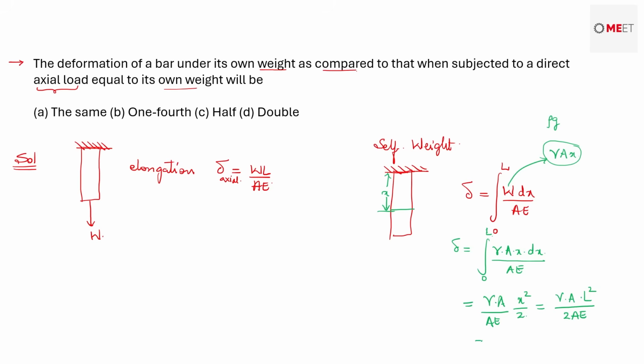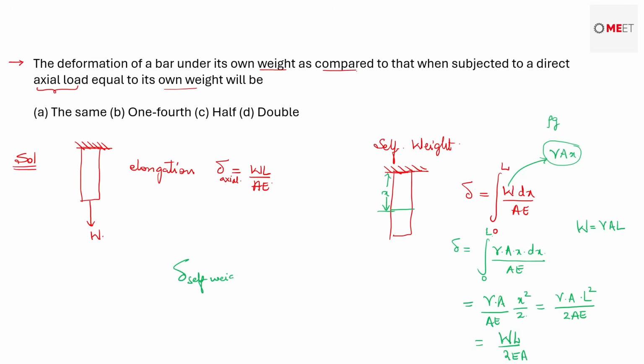And this gamma into A into length is actually W. So W is the product of weight density into area into length. So this comes out to be W into L divided by 2EA. Now this is delta due to self weight.